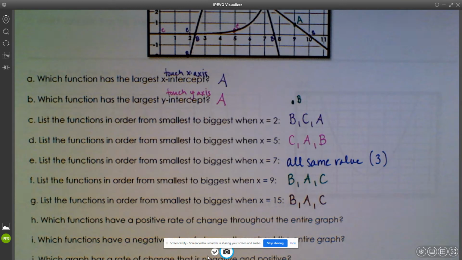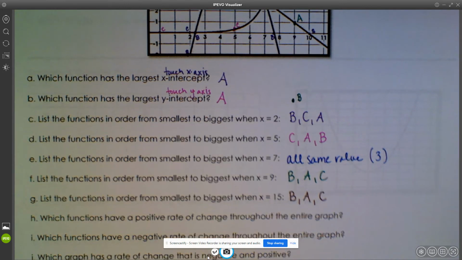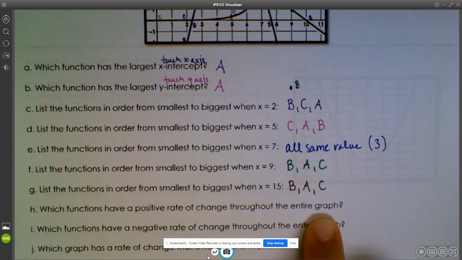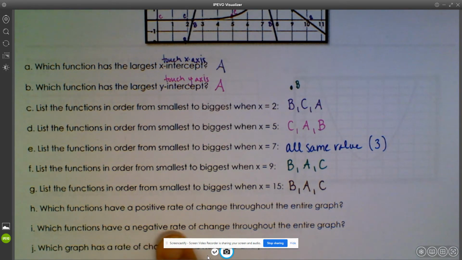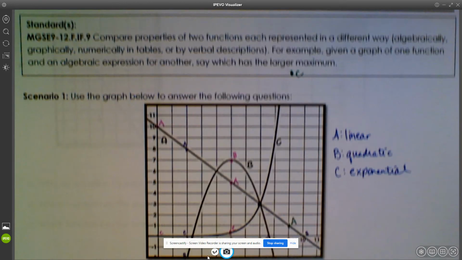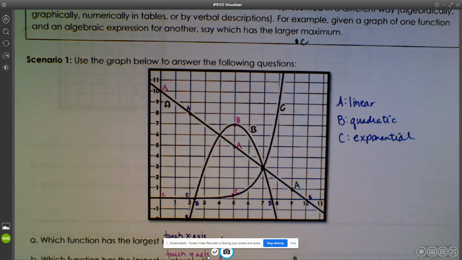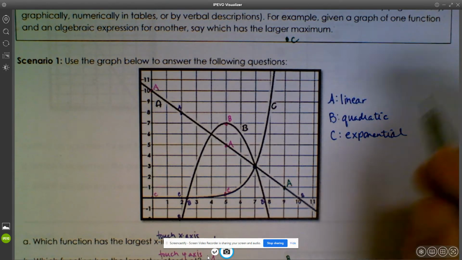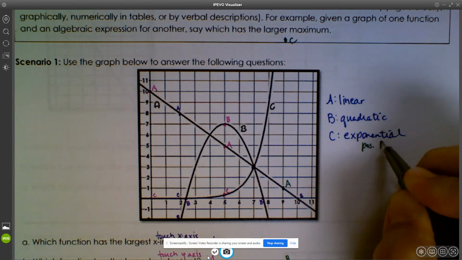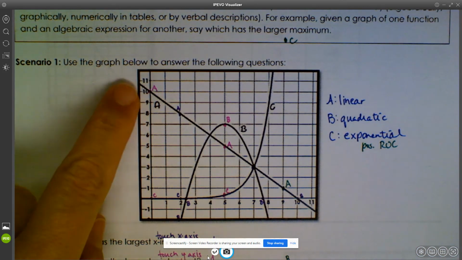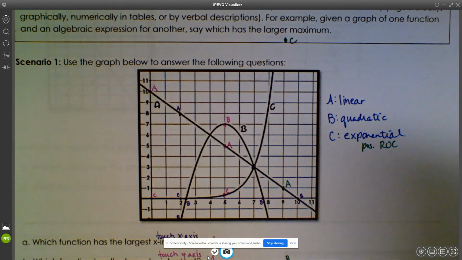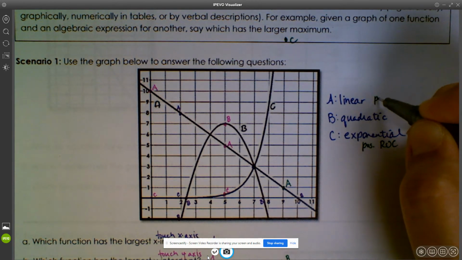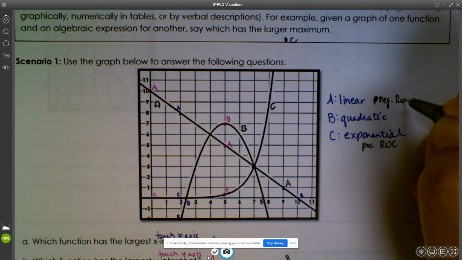All right. Which functions have a positive rate of change throughout the entire graph? And let's go ahead and look at which functions have a negative rate of change. Okay. So as we look at this, we see that this is growing, growing, growing. So it looks like function C has a positive rate of change. Negative throughout, it looks like function A has a negative rate of change.